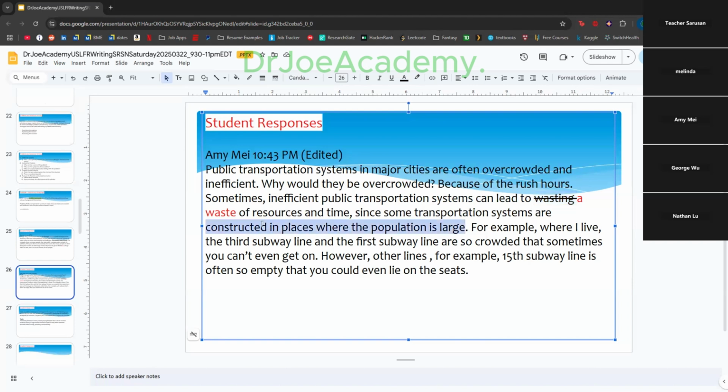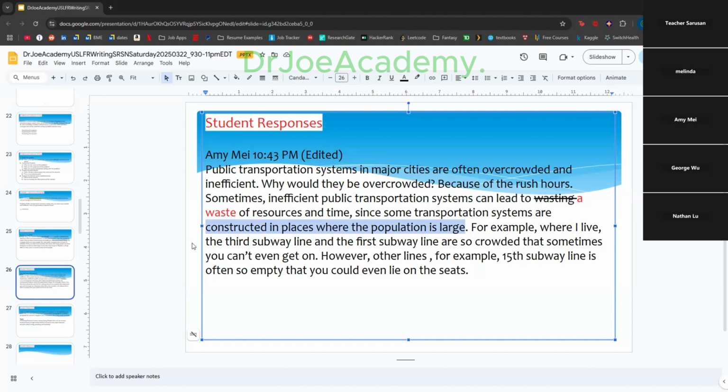So this is a good point to make when the populations are large. Very true point. But it's not too relevant to the initial point. The initial part of the sentence is how it's an inefficient use of resources and time. We can find a better use of this explanation because this one's a really strong point to make.